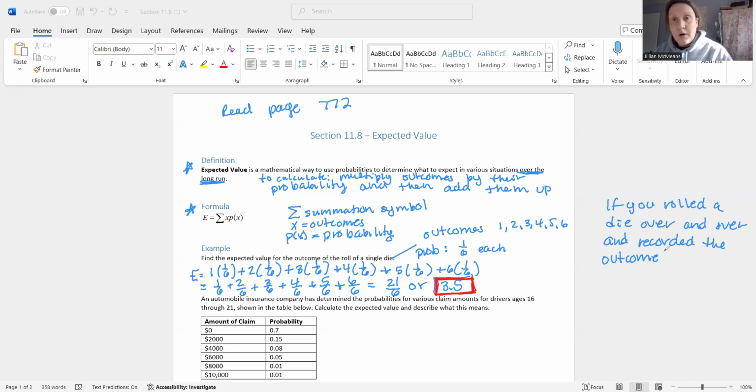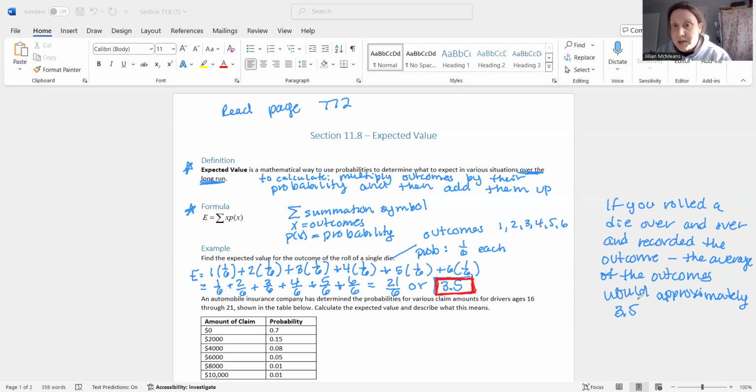So you roll a die over and over and over, and every time you roll it, you record what it lands on. The average of the outcomes would be approximately 3.5. Now, all of us know that we don't have a side of a die that has 3.5 dots on it. We're just saying in the long run, if you did this over and over and recorded your outcomes, the average outcome would be approximately 3.5.